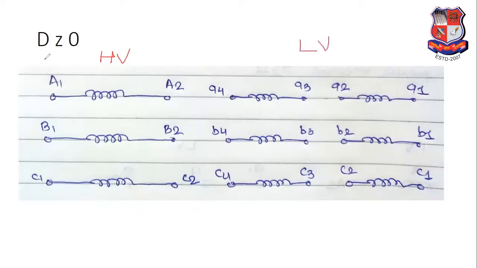Now LV is connected in zigzag form. To connect in zigzag form, we have to divide each individual phase into two parts. So this is the LV winding. Phase A will be divided into two parts. This is your phase A. Two parts means there will be four ends: A1, A2, A3, A4. In the same way phase B, B1, B2, B3, B4. And in the same way phase C, C1, C2, C3, C4. Okay. So to draw a zigzag connection, you have to divide a winding into two parts. First thing is, you have to draw this particular winding for the HV and LV. Clear? Next.